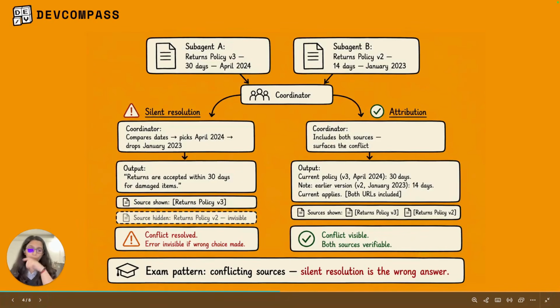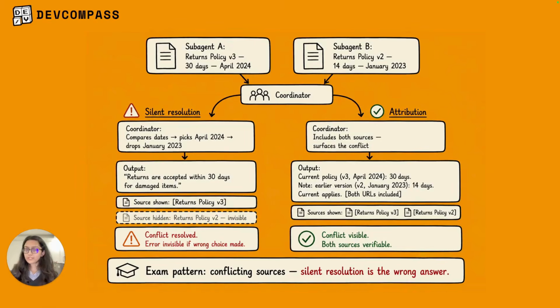Let's look at the 2-path diagram. First, 2 sub-agents search the returns policy. Sub-agent A finds the current policy, a 30-day return window for damaged items. Again, we have already covered this context in previous videos. It is dated April 2024. Sub-agent B finds an older version, a 14-day return window, dated January 2023. Same policy, different versions, definitely conflicting.